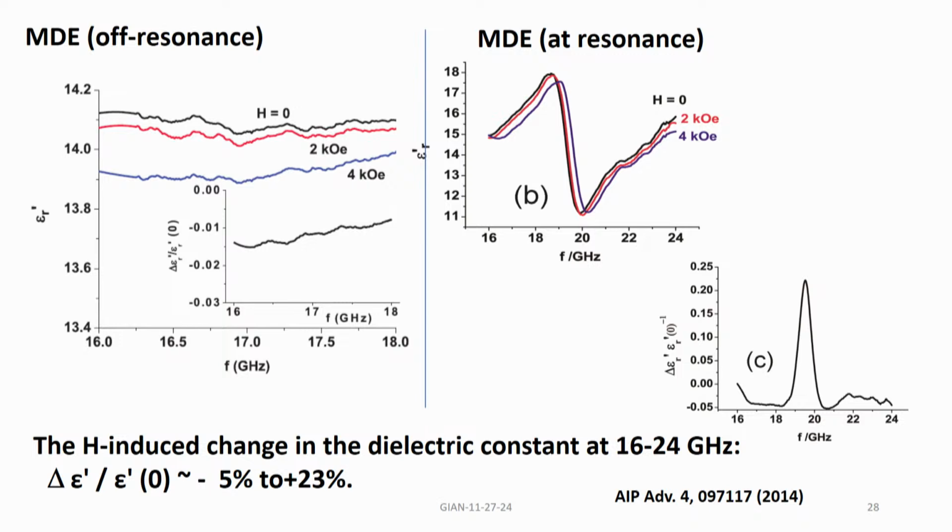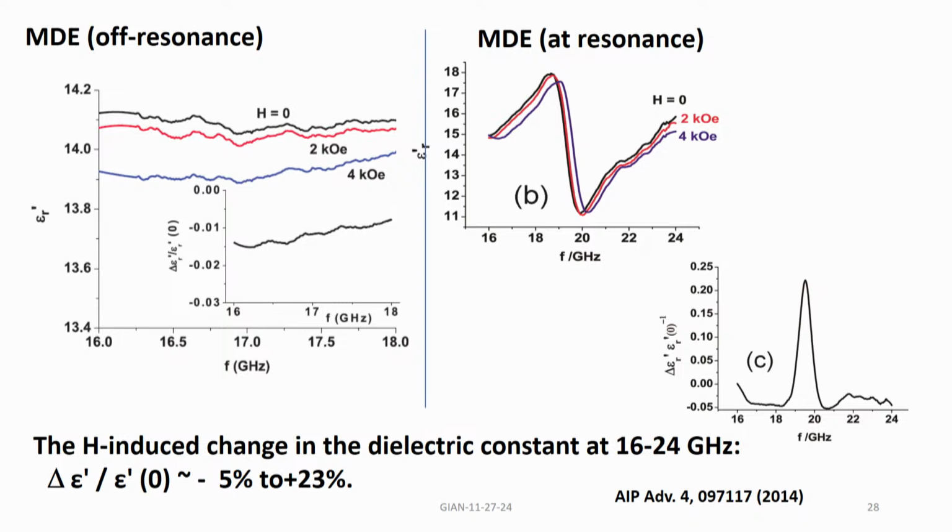You calculate the change in the dielectric constant and then plot the fractional change versus frequency, and this is the fractional change for a field of 4 kilo-Ørsted, and it's negative because the dielectric constant decreases when you apply a magnetic field. It's about 1 to 2%.